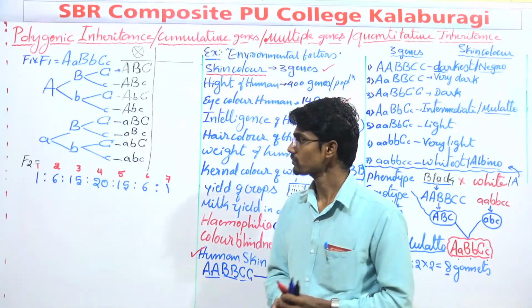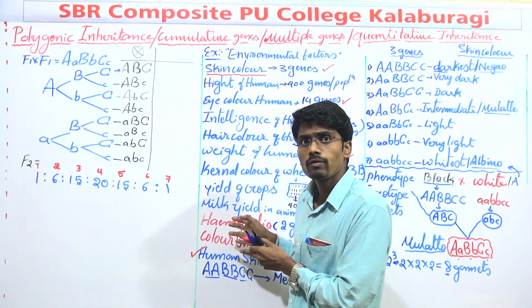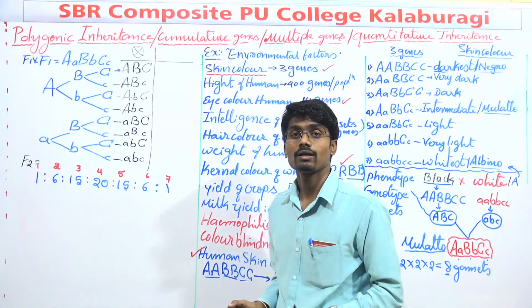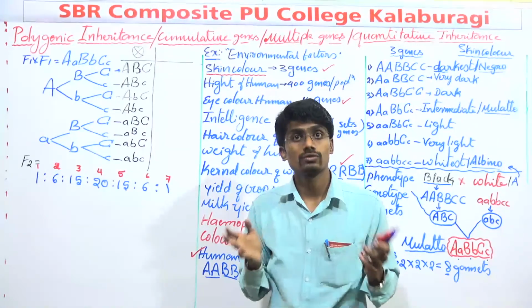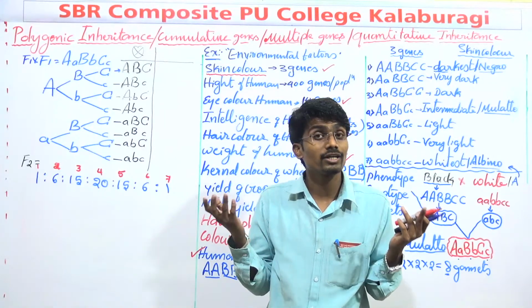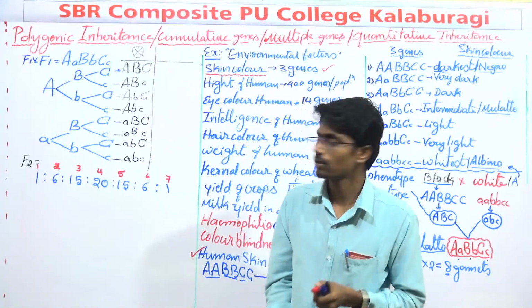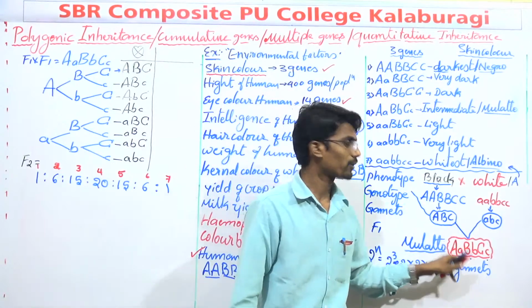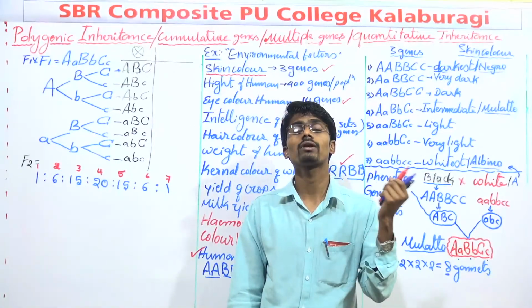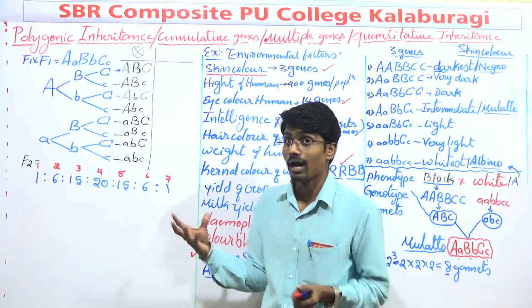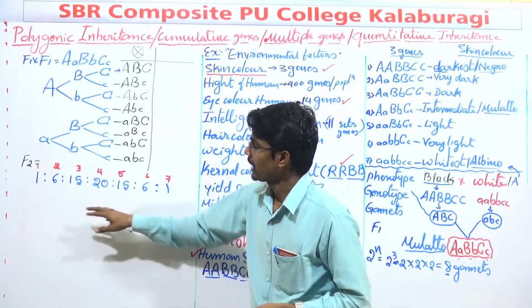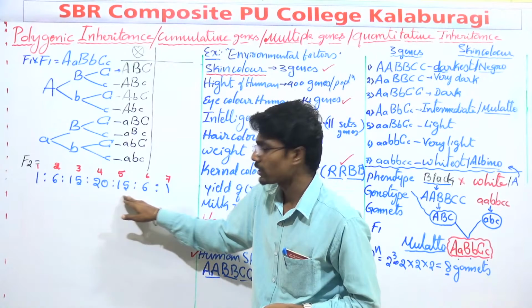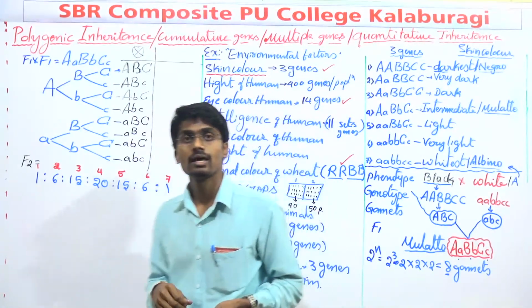Another question: out of 64 progeny, which class shows the highest polygenic ratio? That is 20. What is that? That is mulatto. Mulatto can show more. Like this, they will ask other examples too. And this is the phenotypic ratio of polygenic inheritance.